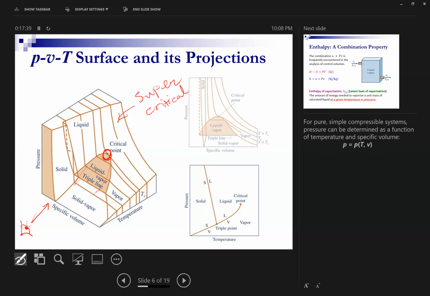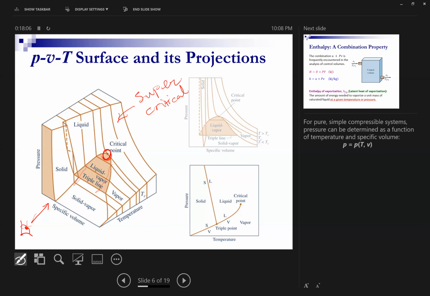For the entire semester, our discussion will be limited to the regions above this triple line, and usually, not always, but usually below the critical point. All right, usually, not always, but definitely always we're going to remain above the triple line because we don't like the solids in our systems.